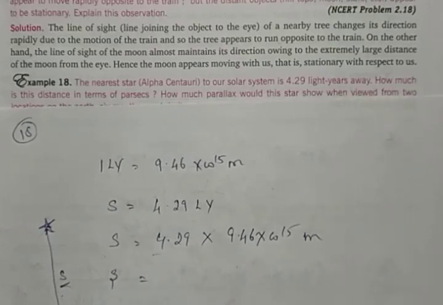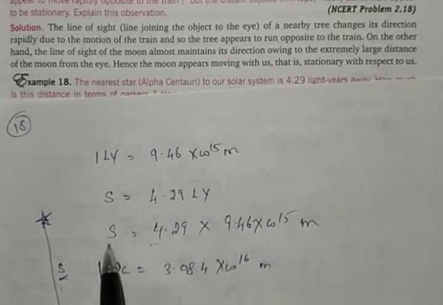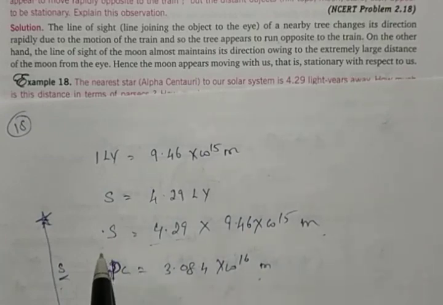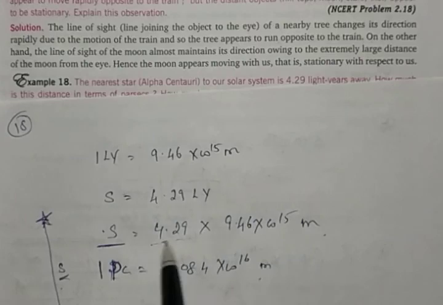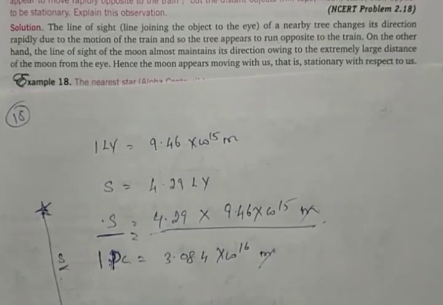Now what they have asked is how much is the distance in terms of parsec. So 1 parsec you can write here as 3.084 into 10 to the power of 16 meters. We already know this value. So this distance is given in terms of meters, and 1 parsec is equal to this much. Divide this value, divide this one, and put equal to in between. So meters will get cancelled out, and we can calculate the distance in terms of parsec here.